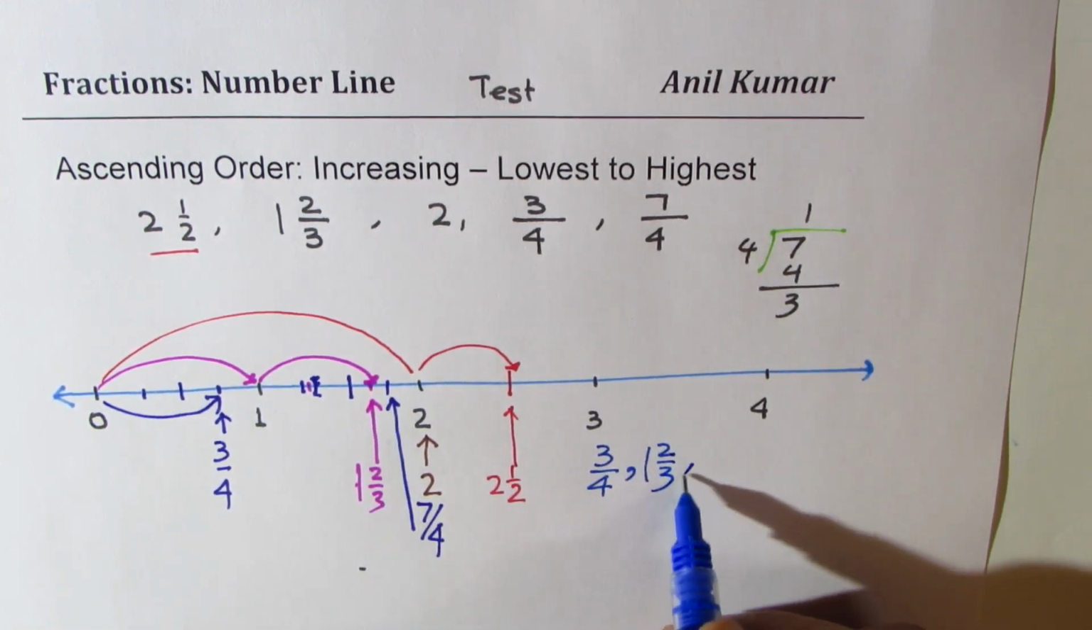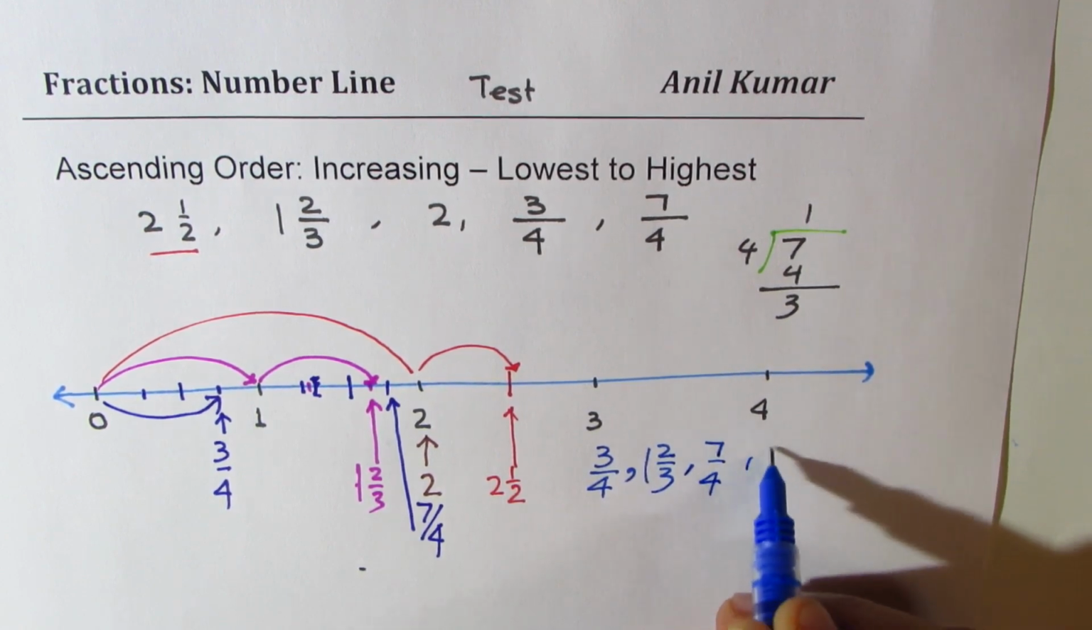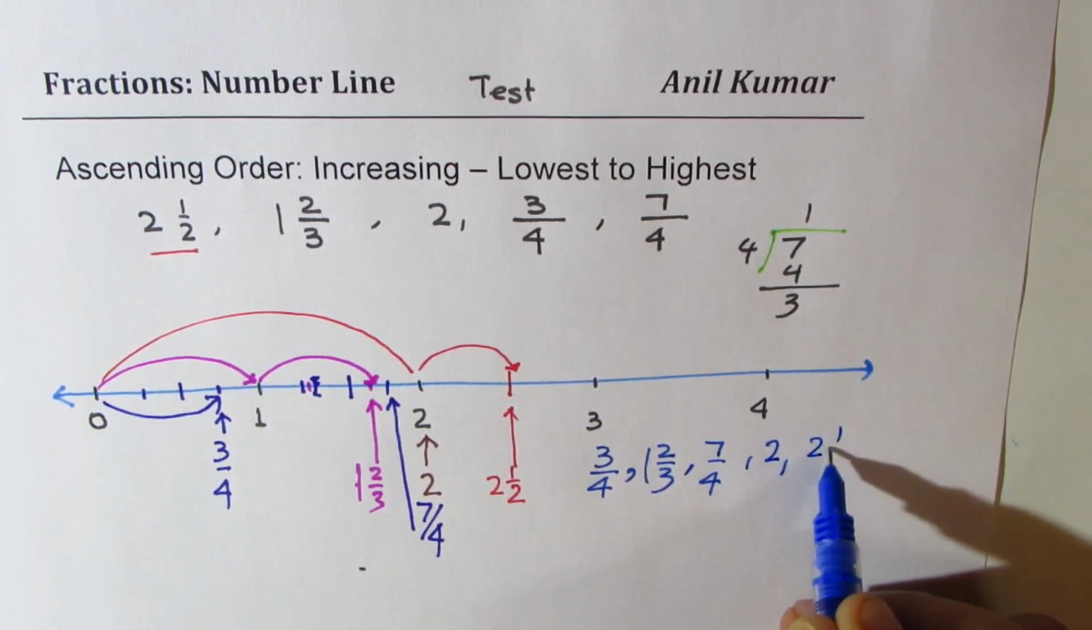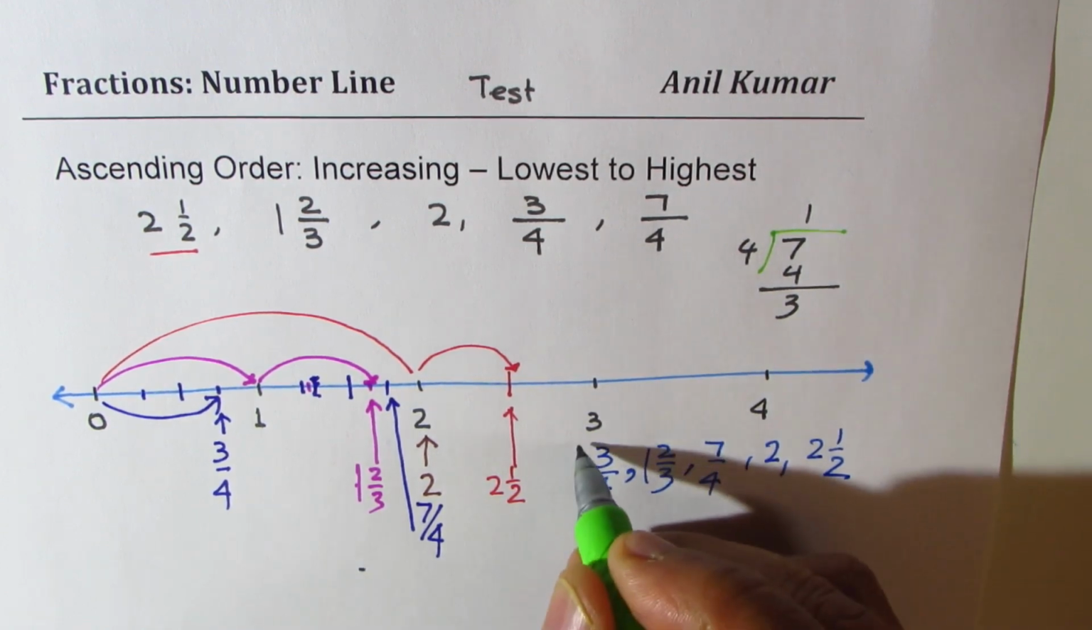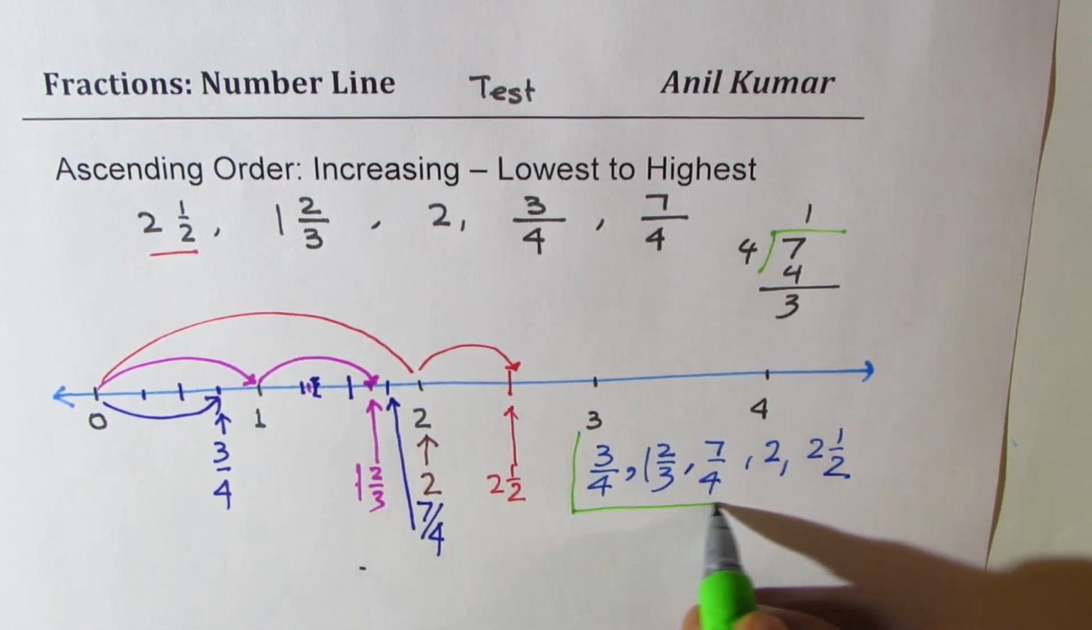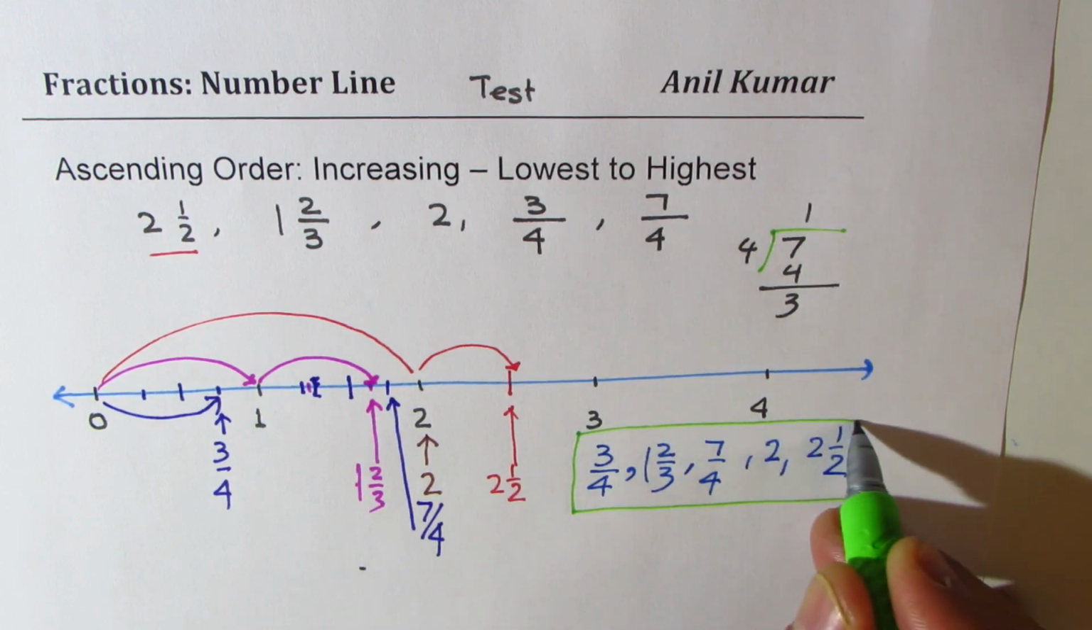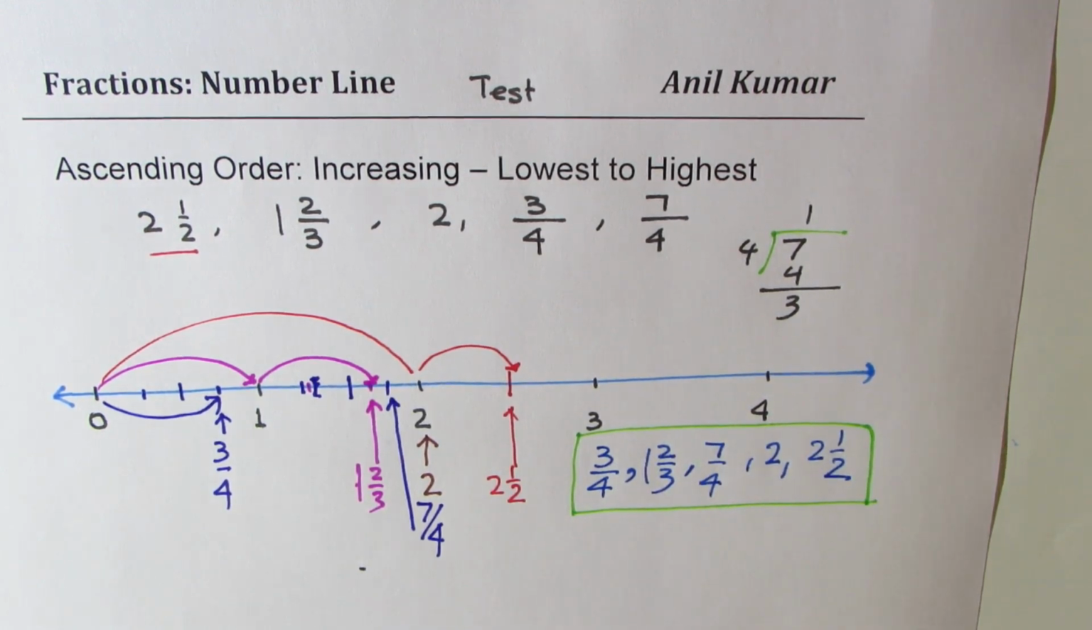Then we have 7/4. Then we have number 2, and then we have 2.5. So that becomes our solution, representing all the numbers on the number line and then writing them in ascending order. Does it make sense? Correct?